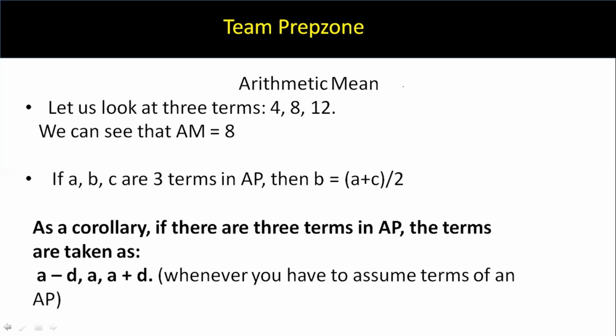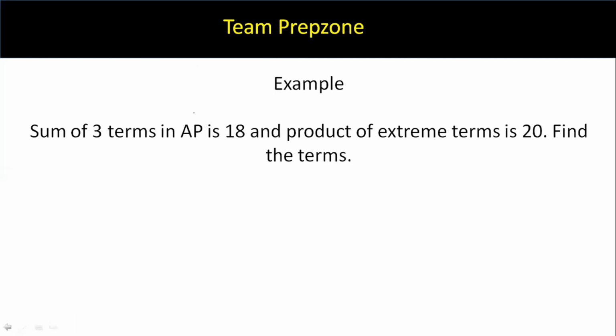Also, I think I have already spoken about this. If you have three terms, this is how you have to take the terms: A minus D, A and A plus D. So now follow that approach by taking the generalized term and solve this question. Try to do it orally if you can. Otherwise, you can use pen and paper, but I think it is doable.